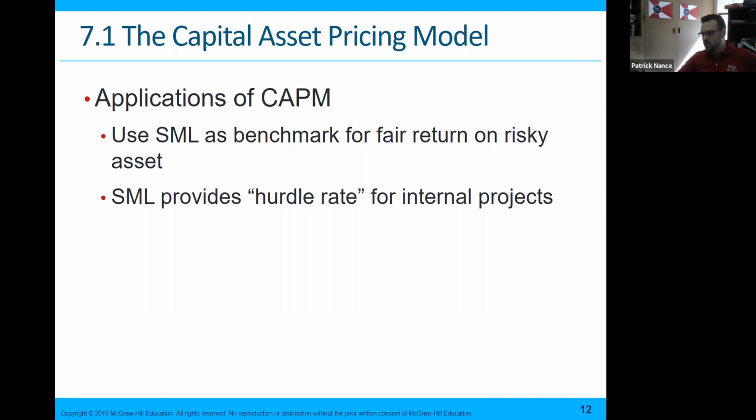If the opposite is true, if my SML, let's keep it at 10%, but I crunch the numbers on my internal project, things like building factories or expanding the business or expanding geographic markets, and the return is lower than the hurdle rate, then I'm going to want to take that money and do something else with it, generally invest in securities, rather than invest it internally in the organization, because I'm not making as much.